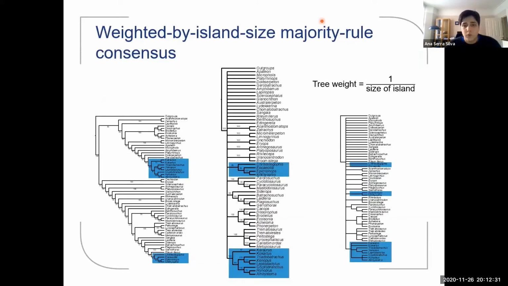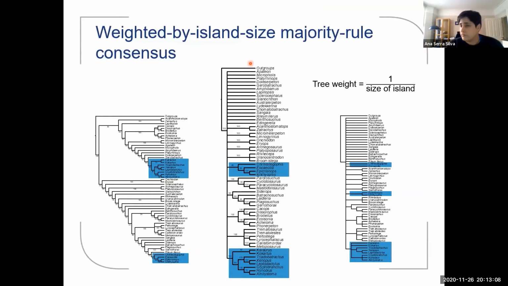When we assume that islands are equiprobable, we can compute a consensus by making sure that each island has a weight of 1. So each island contributes equally to the consensus. If you're doing parsimony analysis, the easiest way of doing this is just to change the tree weights to 1 over the size of whichever island that tree is in.